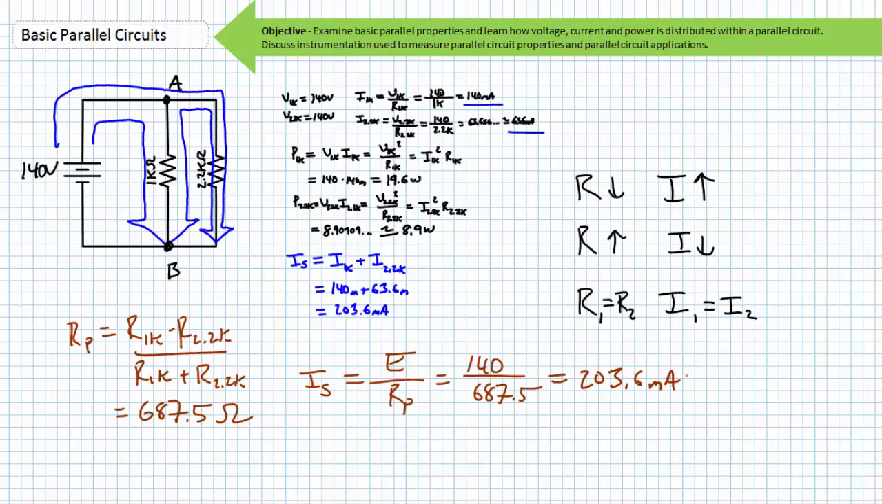By using our preferred parallel resistor formula, we can solve for the total resistance seen by this source, where a 1 kiloohm resistor in parallel with a 2.2 kiloohm resistor is 687.5 ohms, and then use this value in Ohm's law to solve for the source current, where source current equals the supply voltage divided by the total parallel resistance, yielding 203.6 milliamperes. Again, going to show you that you can solve for the same quantity using several different methods, and, importantly, you should get the same answer regardless of the method.